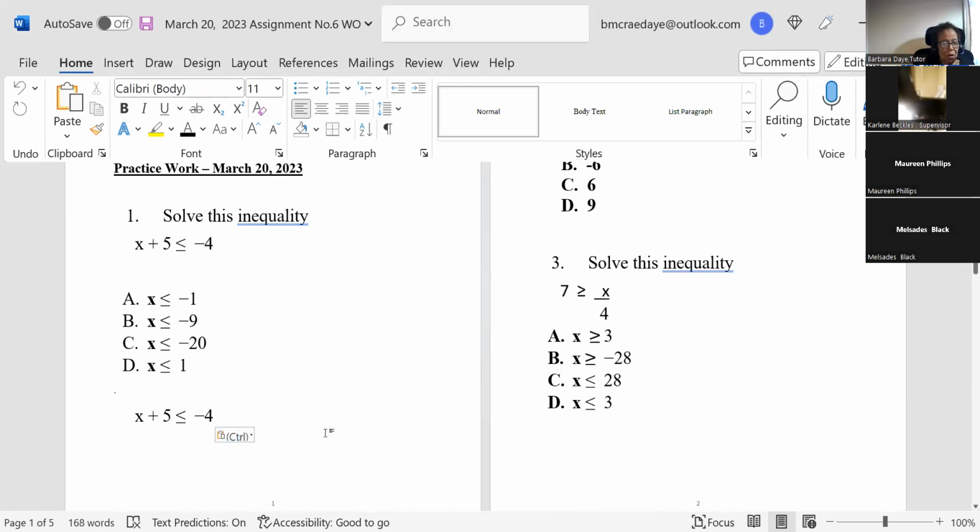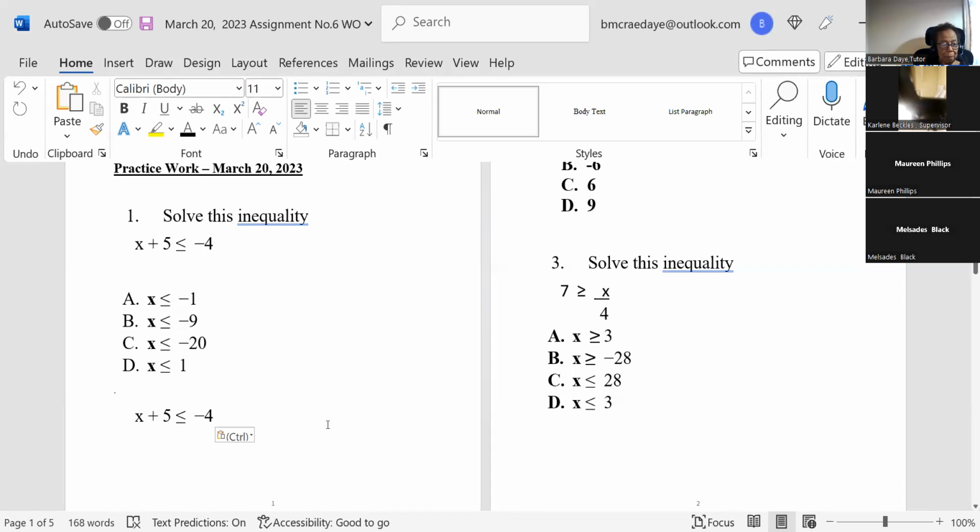Okay, what would be your step here? You remember you're trying to get your variable on one side and your constants on one side. So you're trying to get your constants together and variables together. So what would you do for that to happen?